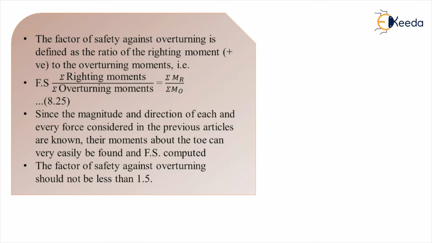So this factor of safety should be calculated, and this factor of safety against overturning should be greater than 1.5. If the value is less than 1.5, then definitely this gravity dam will fail in an overturning manner. So in this process, we can protect our gravity dam against overturning.